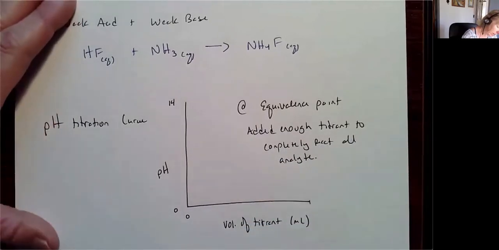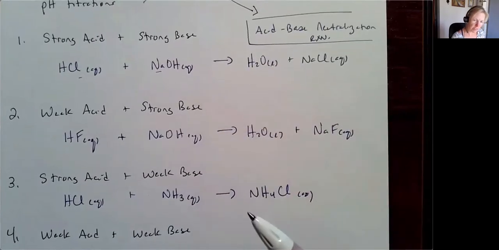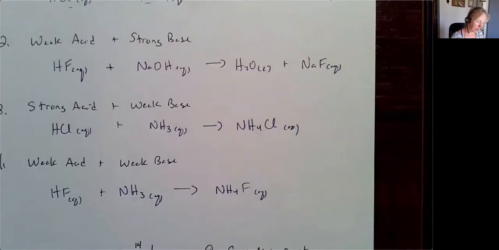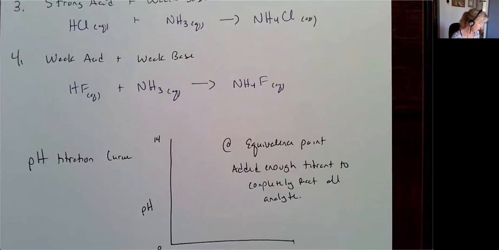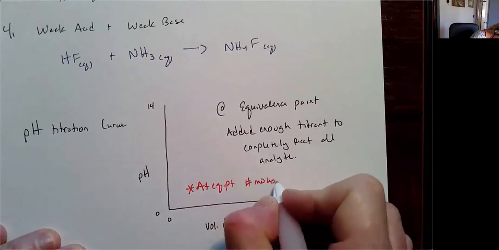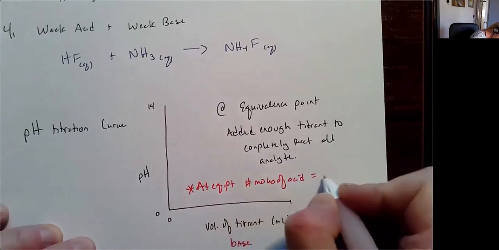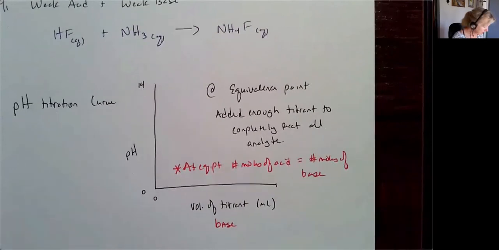Typically, what we're going to look at is the volume of titrant. This might be my base, and then I'm titrating in with my acid. So all these are going to have very different types of graphs, and the equivalence point is also going to tell us what type of pH curve we're looking at. So at the equivalence point, the number of moles of acid are going to equal the number of moles of base. One of them is not going to be in excess. There's going to be exactly the same amount.